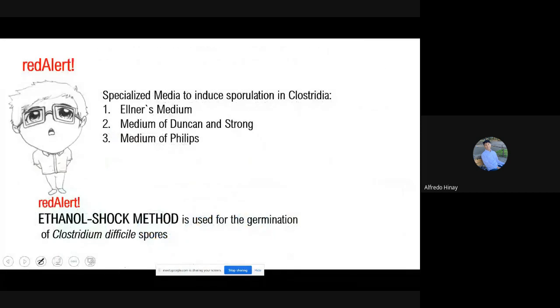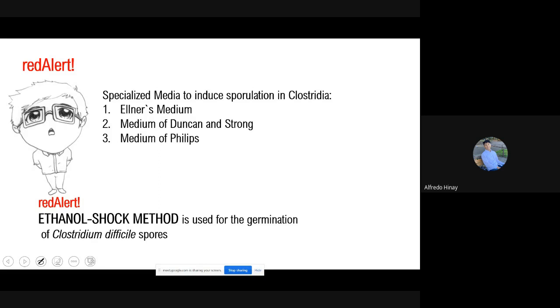Okay? So, red alert tayo, class, board exam question. Specialized media to induce your sporulation in your Clostridia. Meron tayong tatlong culture media. So, you have your Elder's, medium of Duncan and Strong, at saka medium of Phillips. Kaya take note with the 3 culture media, kung lalabas sa board exam, at least may alam kang tatlo.